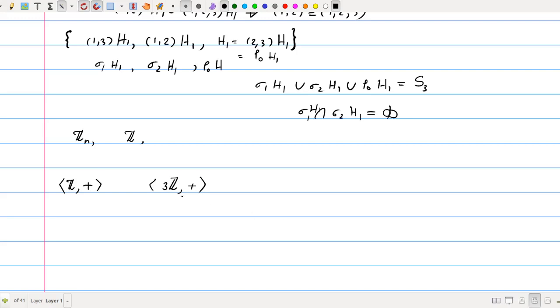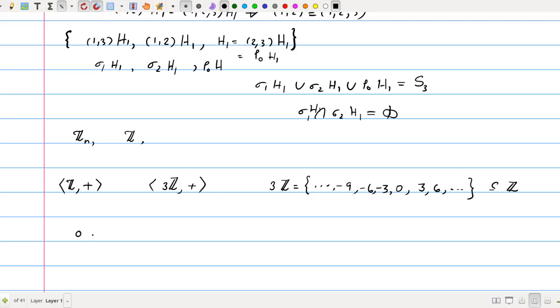So if you consider this subgroup 3Z, then if you choose 0, which is also an element of 3Z, what is the coset containing 0 of 3Z? That is obtained by operating 0 on the elements of this 3Z. In fact, 3Z is nothing but the multiples of 3. So 0, 3, 6, etc., and minus 3, minus 6, minus 9, etc. And this is the subgroup 3Z of Z.